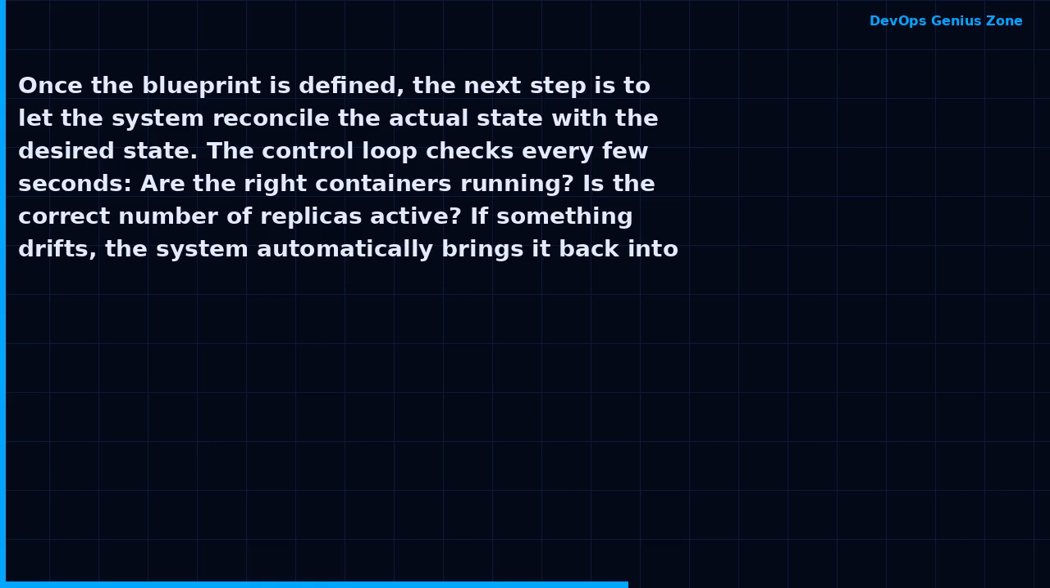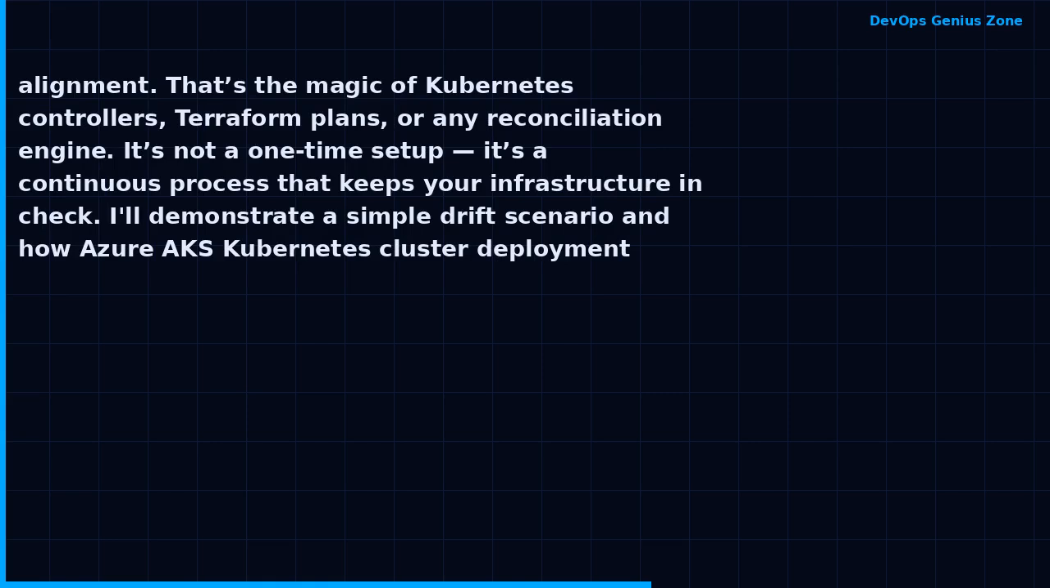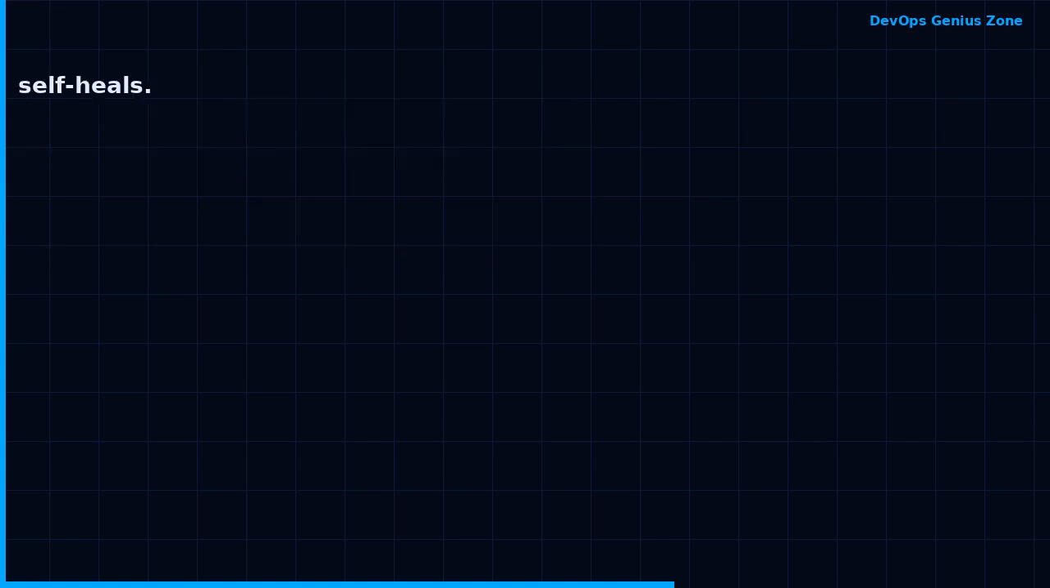Once the blueprint is defined, the next step is to let the system reconcile the actual state with the desired state. The control loop checks every few seconds. Are the right containers running? Is the correct number of replicas active? If something drifts, the system automatically brings it back into alignment. That's the magic of Kubernetes controllers, Terraform plans, or any reconciliation engine. It's not a one-time setup, it's a continuous process that keeps your infrastructure in check. I'll demonstrate a simple drift scenario and how Azure AKS Kubernetes cluster deployment self-heals.